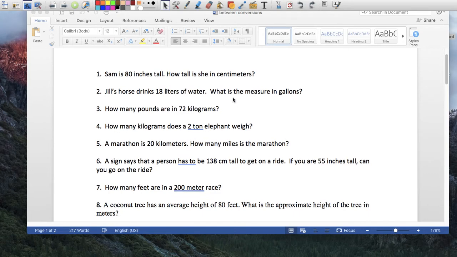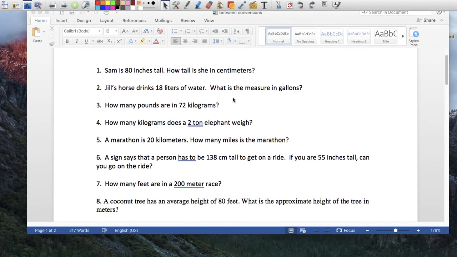All right, so we're converting between systems. We're going from the customary system, which is what we in the United States use, to the metric system, which is what the whole world uses. So Sam is 80 inches tall. How tall is she in centimeters? Let's do that.